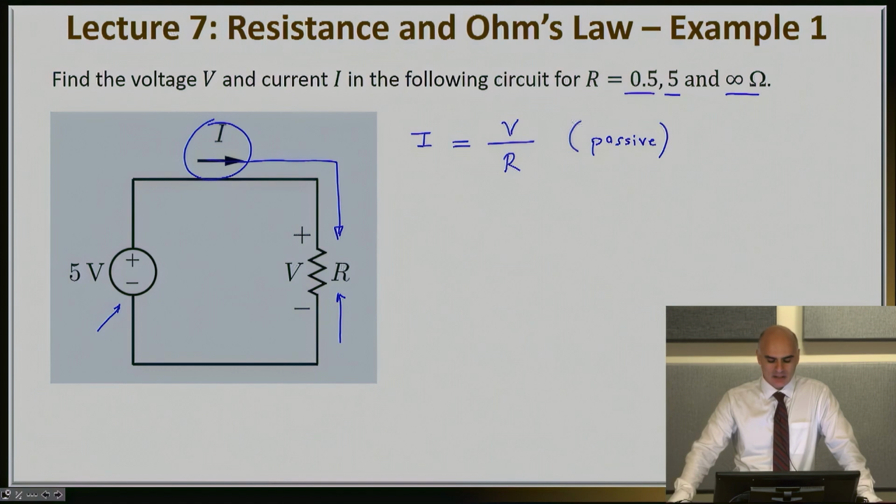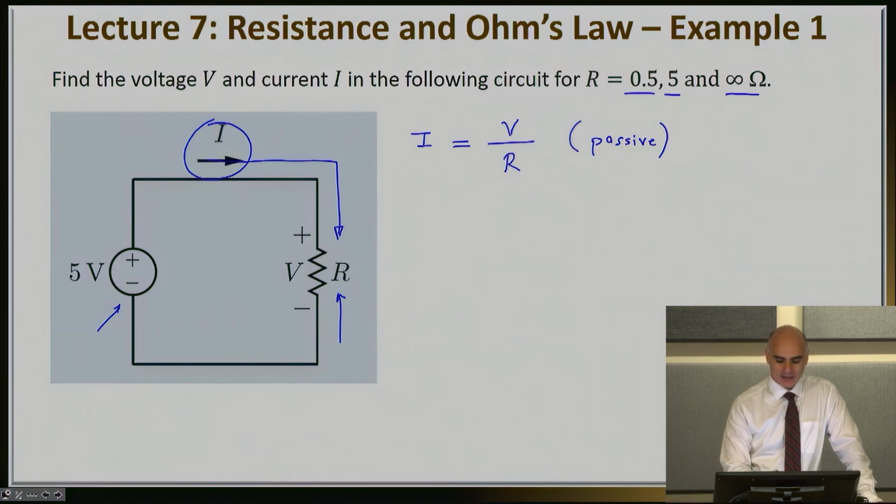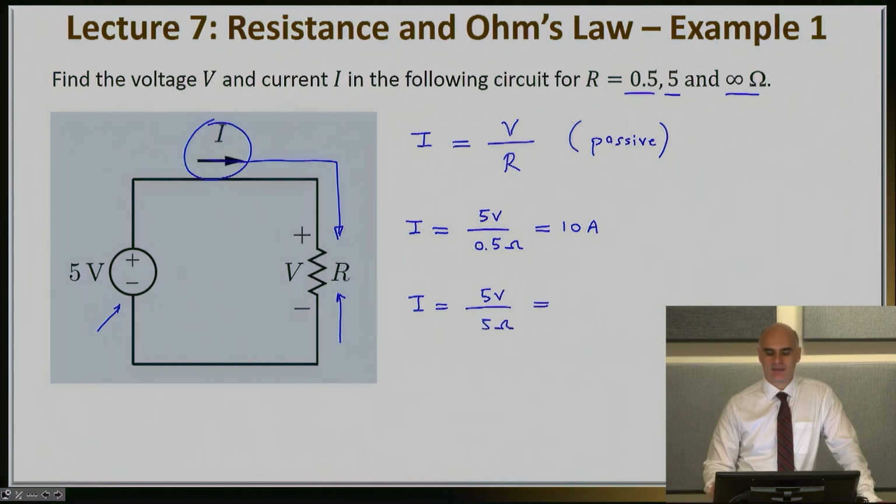So for the first case, when my resistance R is half an ohm, I can write down that this is equal to 5 volts divided by 0.5 ohms, and that will yield a current of 10 amps. Moving on, in the second case, this will be equal to 5 volts again, but now this is divided by 5 ohms, and therefore the current I will be equal to 1 amp.